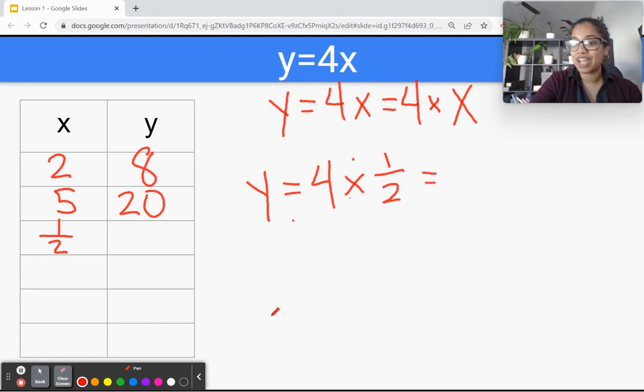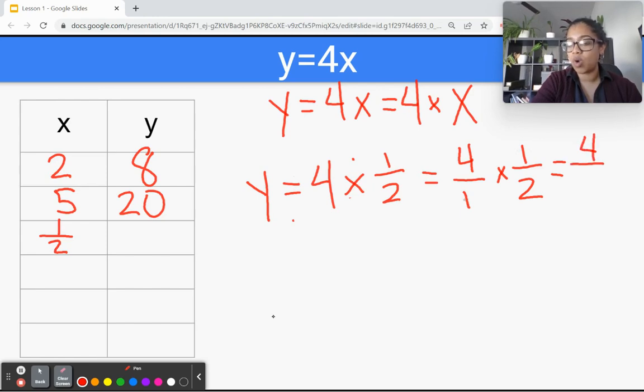So when we are multiplying fractions, we're going to do the same thing. We're going to do 4 over 1 times 1 over 2, sorry. So we're going to multiply across. 4 times 1 is 4. And 1 times 2 is 2. So y is going to equal 4/2, which is also equal to 2.